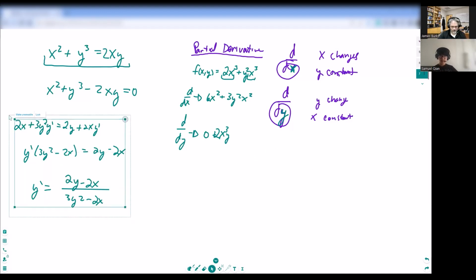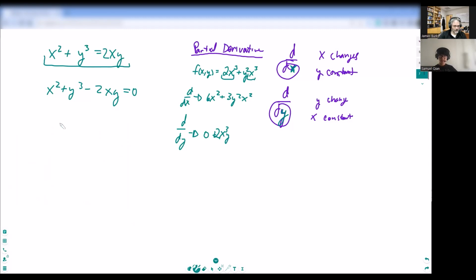Okay. Let's go back a little bit. Let's just do it like we typically have done it. We'll take the derivative. What we'll have here is 2x, then 3y squared, y prime, product rule, because I spy a product, 2y, 2x, y prime. And if I'm trying to solve for y prime, I better collect my y primes, shouldn't I?